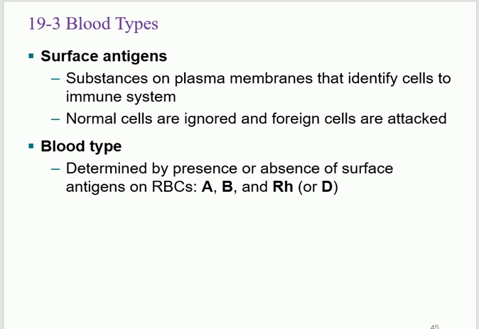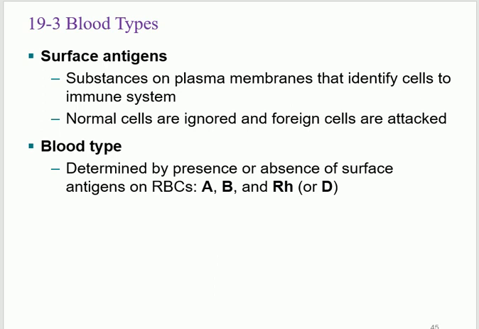What's the other name for it? Universal what? Universal receiver. Why? If I'm type AB, what kind of antigen do I have? A and B. What kind of antibody? Nothing. Can you give me anything? Yes, I don't have antibodies.